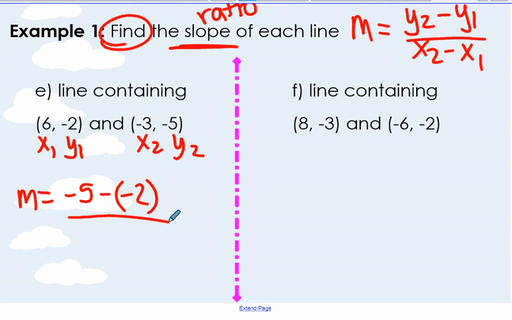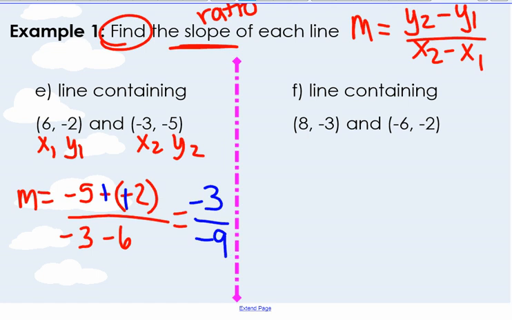Make sure you put your negatives in parentheses so that you don't screw it up. Okay, and then we've got -3 minus 6 on the bottom. It's my x2 minus my x1. So when I do that, remember, a negative times a negative will become positive. So I've got -5 plus 2, giving me a -3. And then I've got -3 minus 6, which gives me a -9.